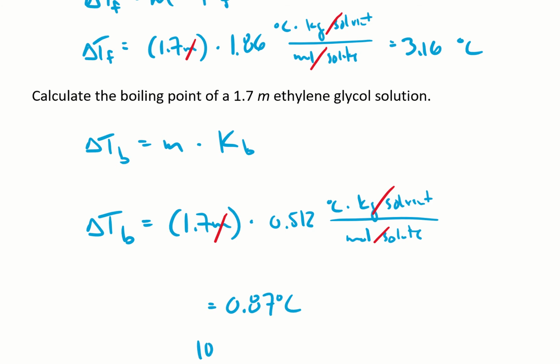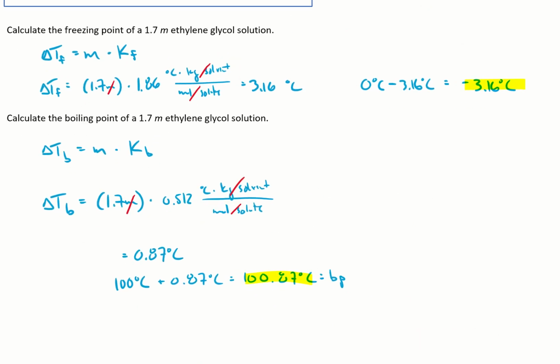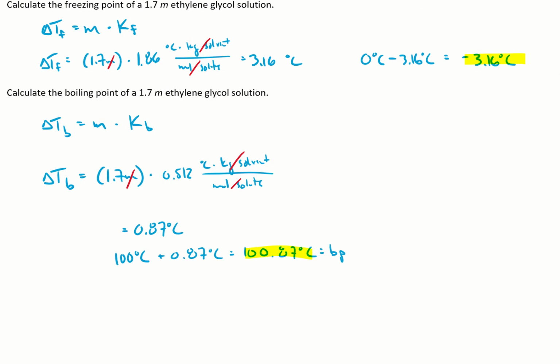Now we know that water typically boils at 100 Celsius. Adding in the change in temperature gives us a new boiling point of 100.87 degrees Celsius. So in total, what this tells us is a 1.7 molal ethylene glycol solution would have a new freezing point of minus 3.16 Celsius and a new boiling point of 100.87 degrees Celsius. Another way of looking at this is that dissolving a solute will stretch the liquid phase of that solution.